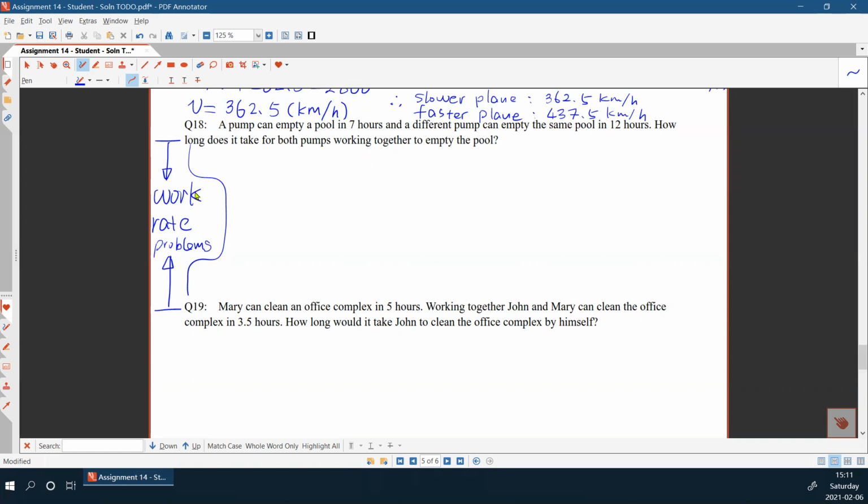Okay, in work rate problems, the basic formula we're going to use is this. The portion of job done in a given time equals the work rate times the time spent working.